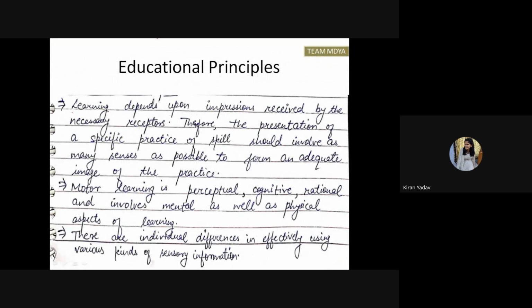Learning depends upon impressions received by the necessary receptors. Therefore, the presentation of a specific practice of skill should involve as many senses as possible to form an adequate image of the practice. For any motor skill, for example, you are learning to drive a car or a bike, and if you can't see the bike or you can't touch that bike, then you won't be able to learn how to ride a bike. In the same way, the more senses are involved in the learning process, the more easily and effectively you will be able to learn.